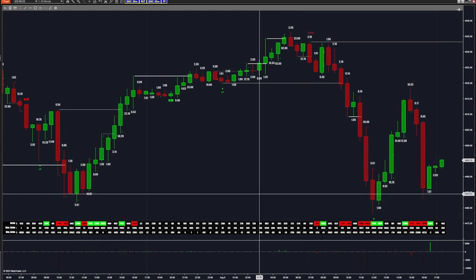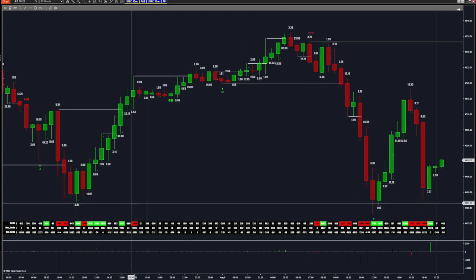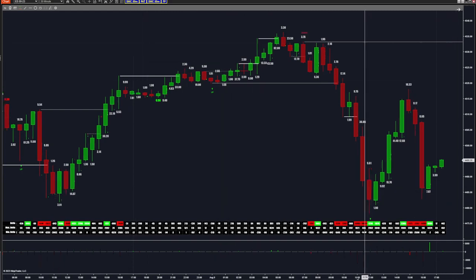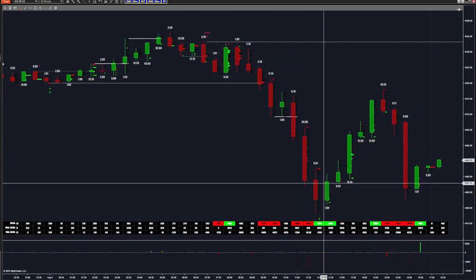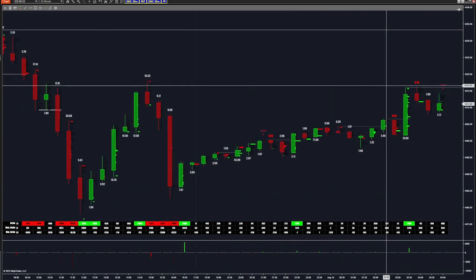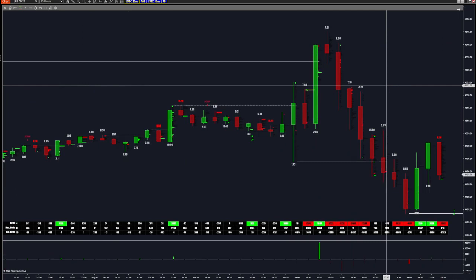You can see that we tested below this low, so technically liquidity grabbed that level. We didn't get the close below, but just depending on the day, I may take this play on this candle closure right here. But it would be different just depending on the context of the day.